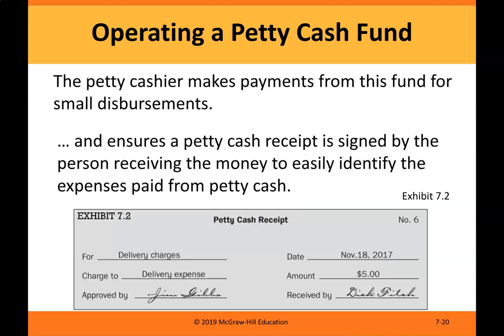Operating a petty cash fund. The petty cashier makes payments from this fund for small disbursements and ensures a petty cash receipt is signed by the person receiving the money to easily identify the expenses paid from petty cash. For example, Exhibit 7.2.